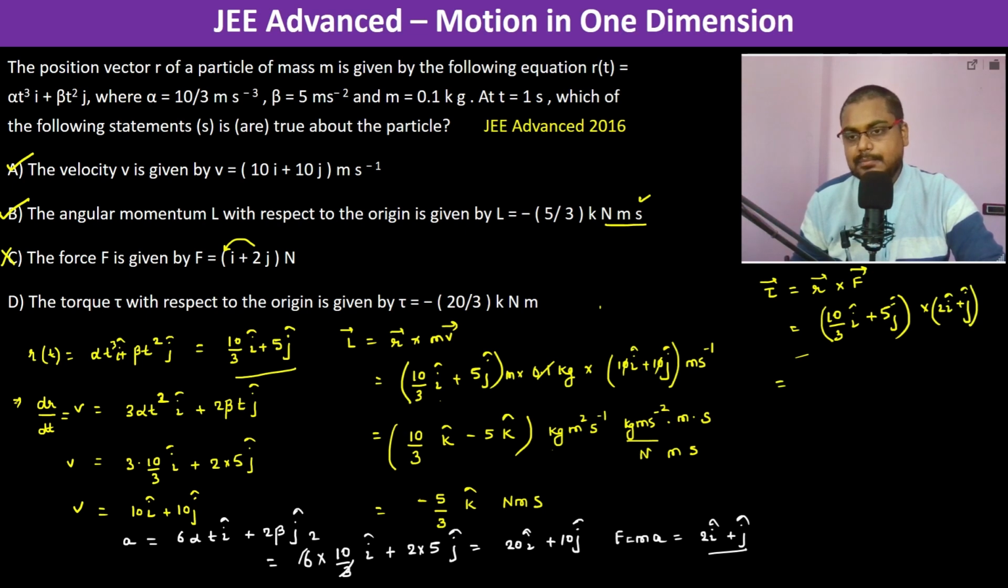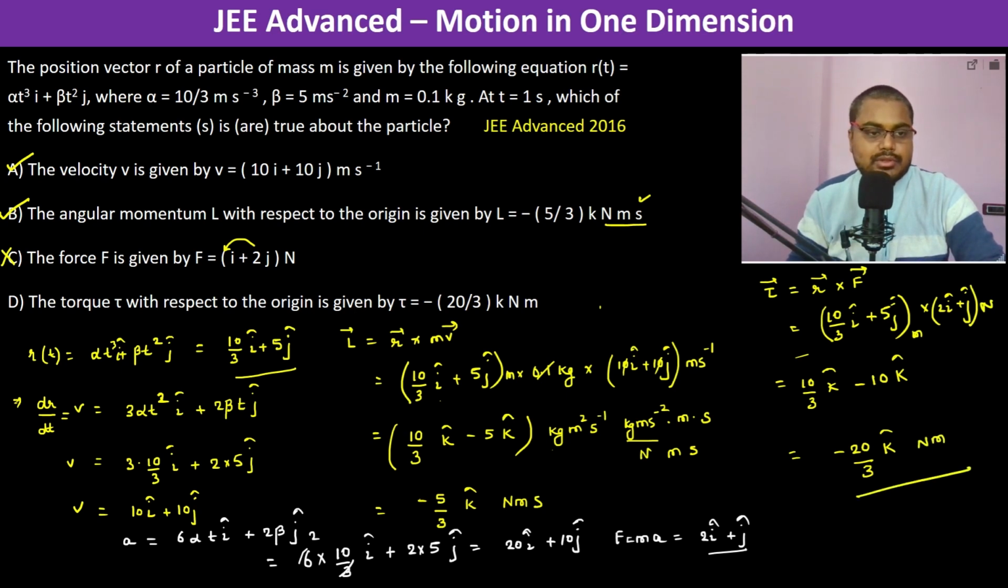So this becomes i cap cross i cap is 0, therefore i cap cross j cap gives 10 by 3 k cap. j cross i is minus, so minus 10 k cap, and j cross k is 0. So this becomes minus 20 by 3 k cap. Of course r is in meter, force is in Newton, so the unit is Newton meter. So D is also correct. Let us go step by step and then we will be able to solve everything.